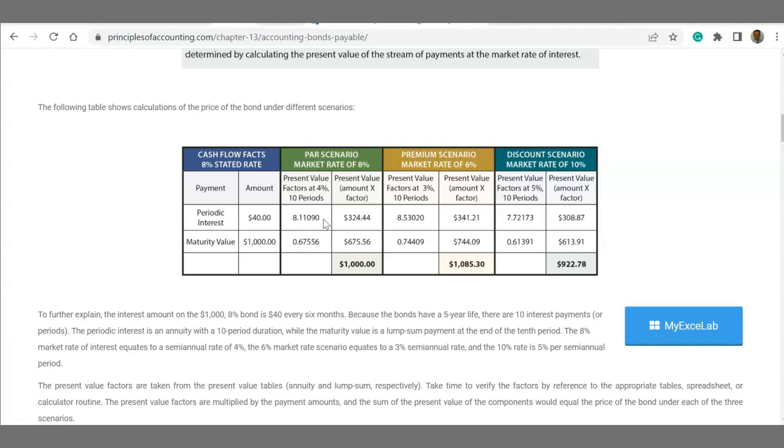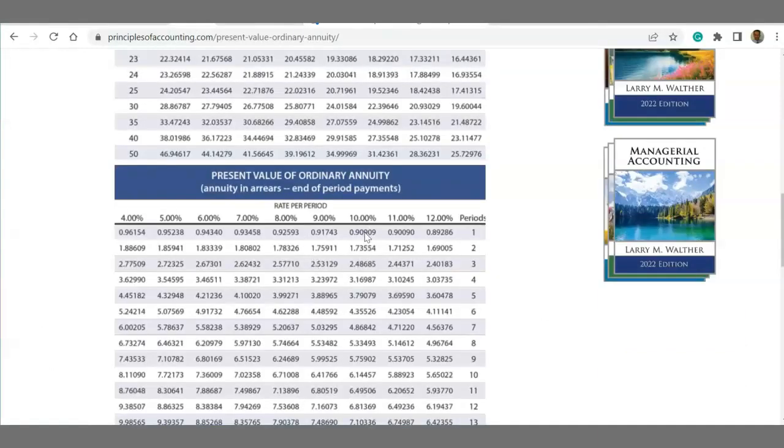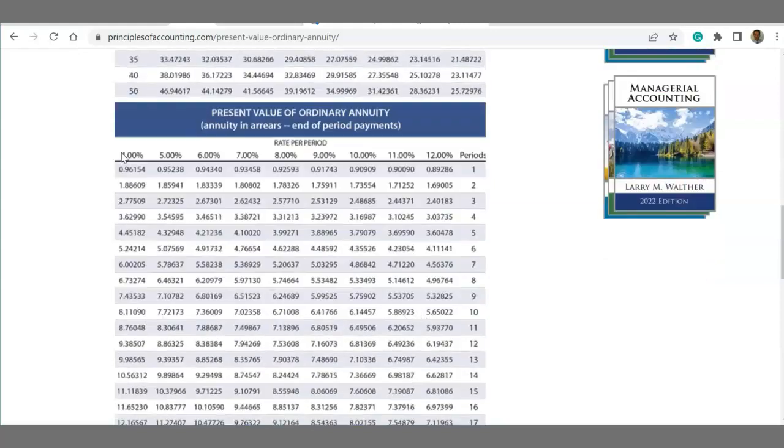Today, I use the present value of ordinary annuity table, 4%, period 10. So I go to the present value of ordinary annuity table. 4% every 6 months is 8% for a year, divided by 2 is 4%. And every year you get 2 payments, so 5 years times 2 is 10.